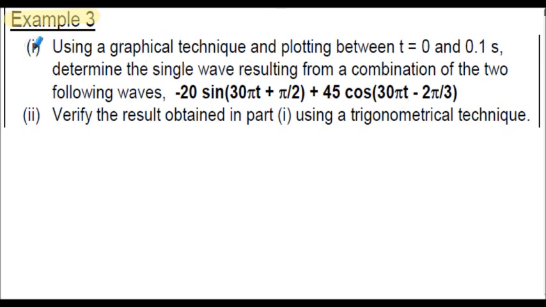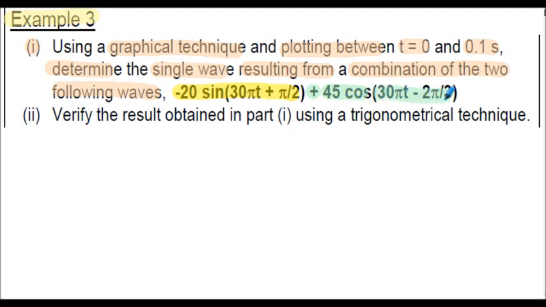So part 1 of example 3, we're asked to use a graphical technique, plotting between time t equal to 0 and t equal to 0.1 seconds. We've got to determine the single wave resulting from a combination of the two waveforms shown here. That's negative 20 multiplied by the sine of 30 pi t plus pi divided by 2, added to 45 multiplied by the cos of 30 pi t minus 2 pi divided by 3.